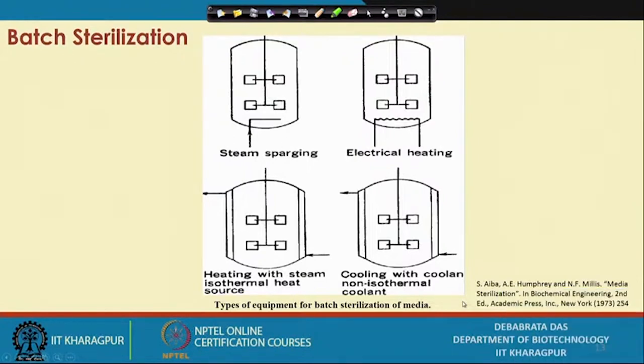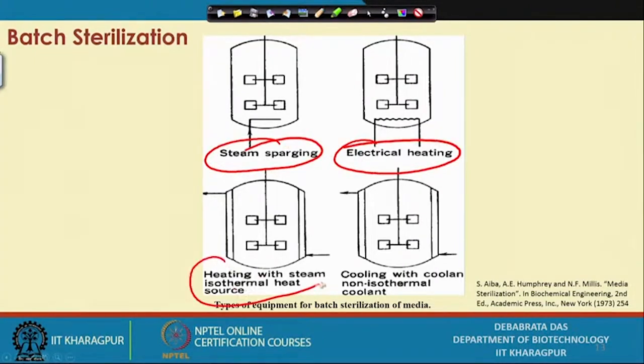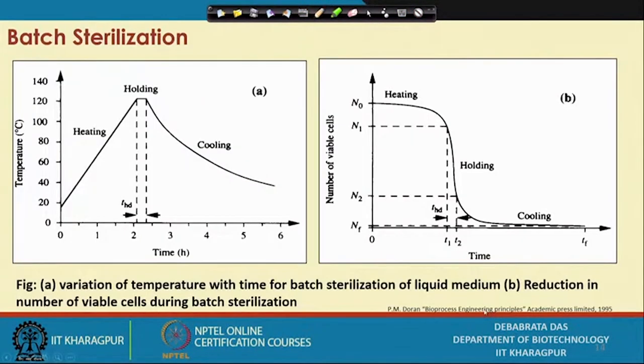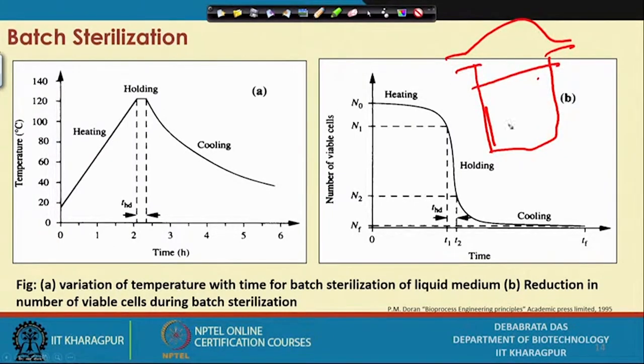And this is the device through which we can do the batch sterilization. One is steam and electrical heating, and heating with steam, isolated heating source, and cooling with the non-thermal coolant; with different types of systems we can use. Now, this is the major problem that we have. Suppose this is the liquid present in the reactor, and we want to heat it.